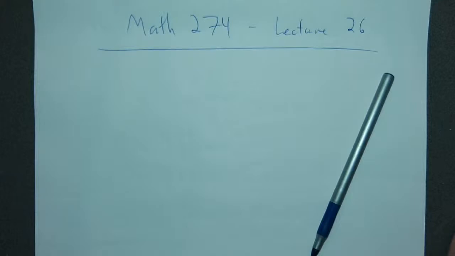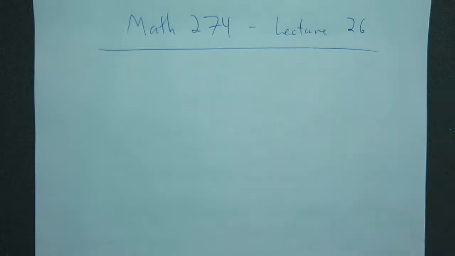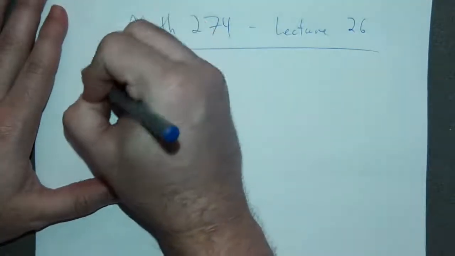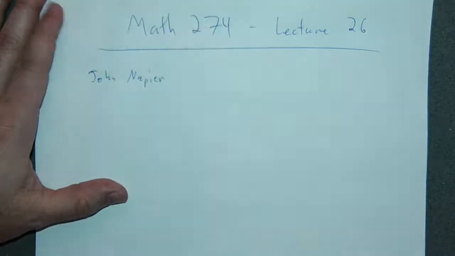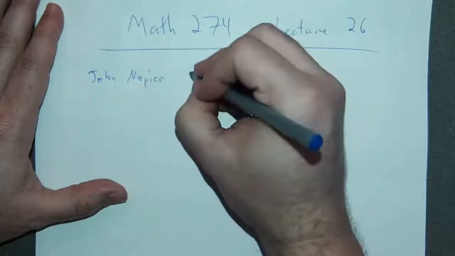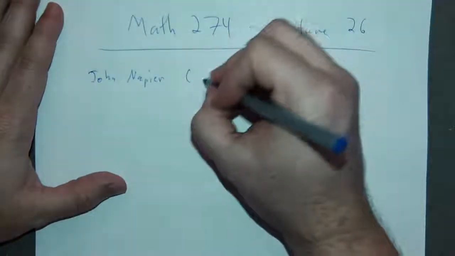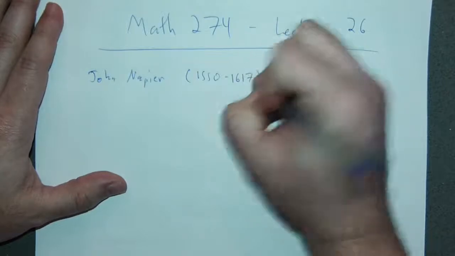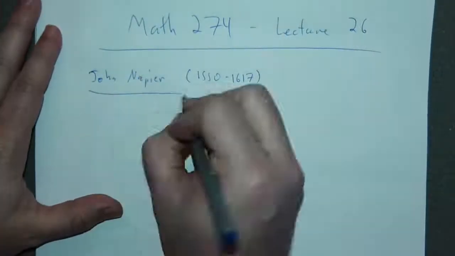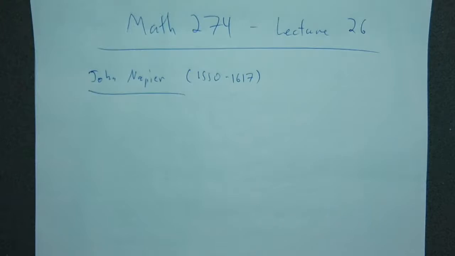Okay, so welcome back. At the end of last lecture, I'd started talking about John Napier and his discovery of logarithms. So I wanted to continue that discussion because it's interesting. John Napier was a Scottish aristocrat, who lived from 1550 to 1617, and he devoted 20 years of his life to the construction of logarithms.